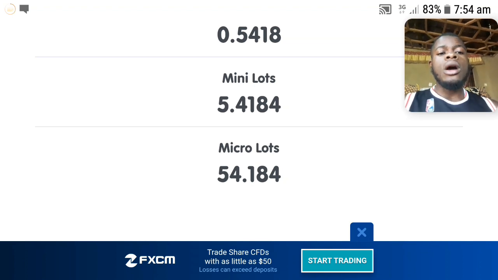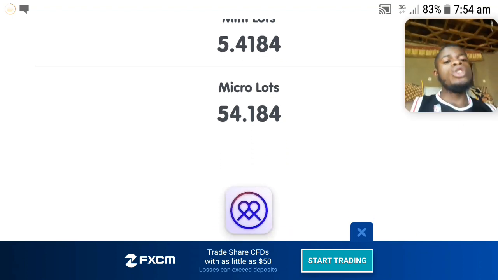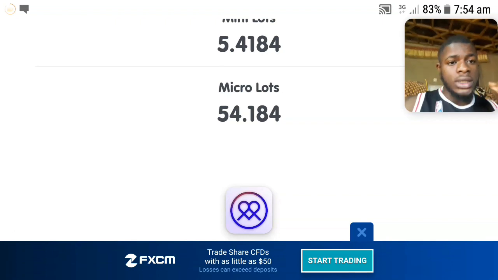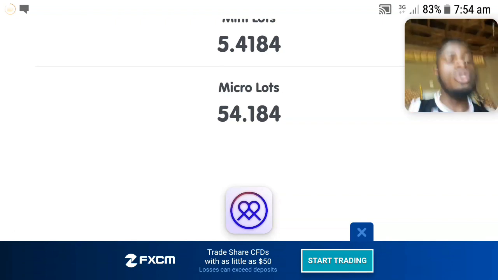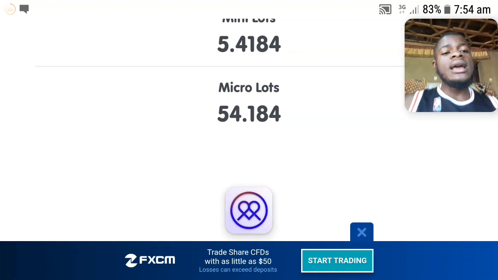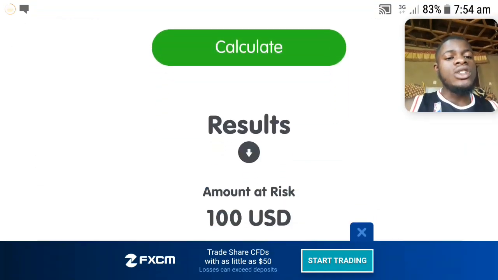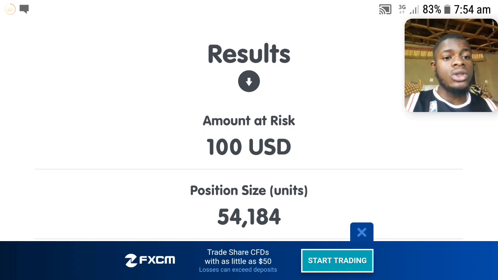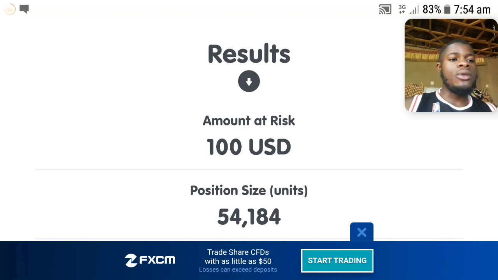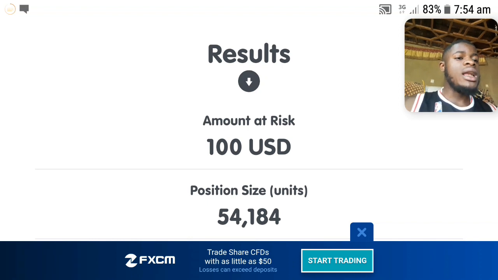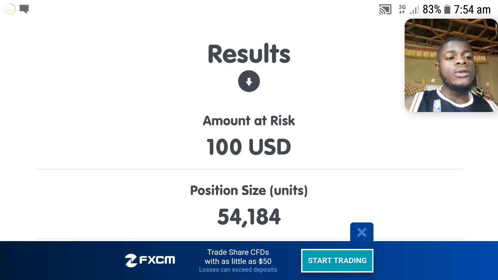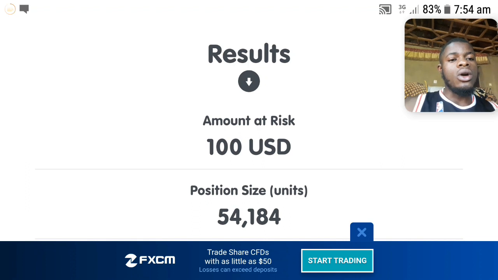On a micro lot, you're going to be using 54 micro lots, exactly as I explained. So guys, when this happens to you, it means that if the trade goes against you and hits your stop loss, you're going to be losing exactly $100. But if it goes into your take profit, let's say you're using a risk to reward ratio of 1:2, you're going to make like $200, $400, $300, depending on your reward ratio. Okay, so guys, that's it basically for how to calculate your risk on babypips.com.